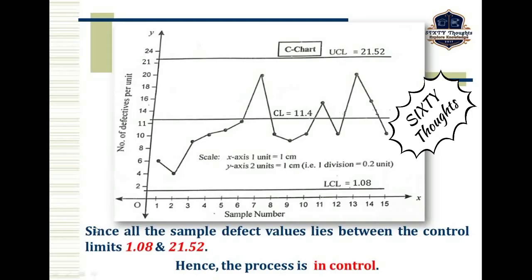Therefore, since all defect values lie between the control limits 1.08 and 21.52, the process is in control. Suppose any one of the defect values does not satisfy the upper and lower control limits, then we can say the process is out of control. But in our problem, all defect values lie only within the lower and upper control limits. Hence the general conclusion is that the process is in control.